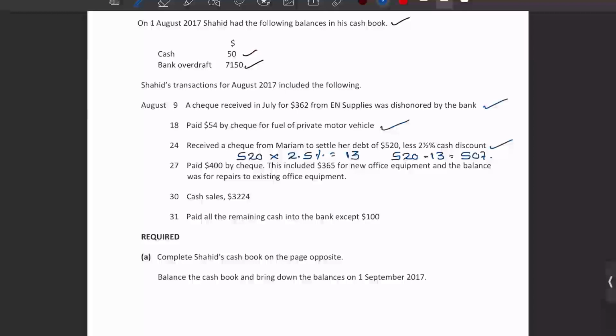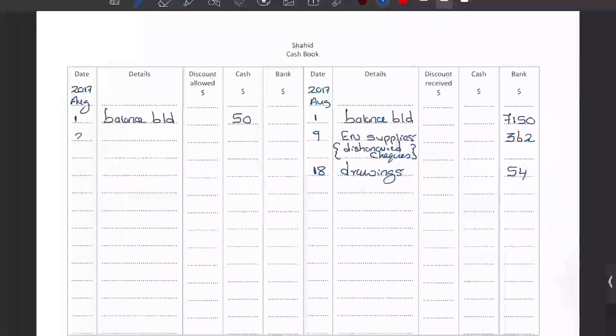Right. Received a check from Mariam. What will happen to money in the bank? Increase. So if money in the bank is increasing, what will you do to bank account? You will debit. Say Mariam, discount is 13. How much money did you get? 507. Enter 507 in your bank account.